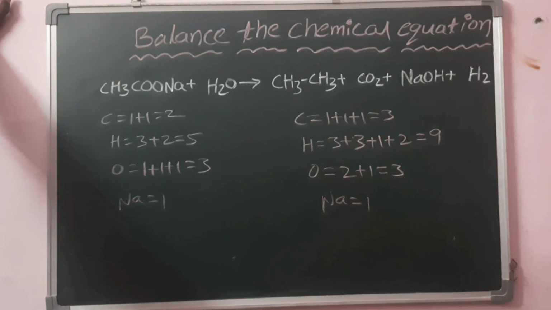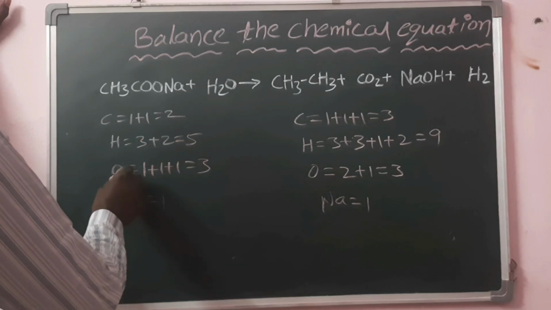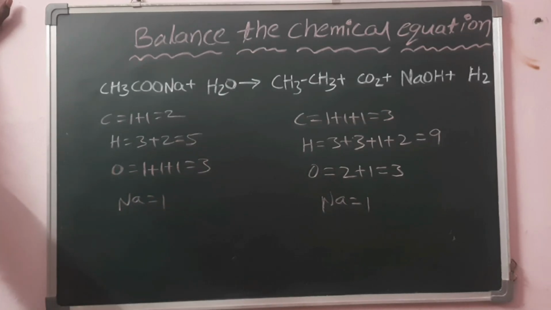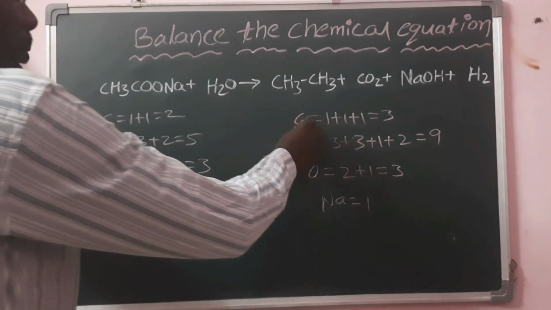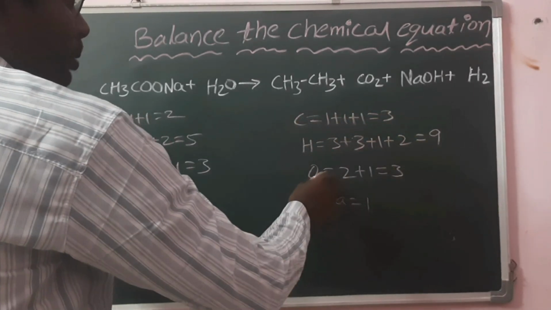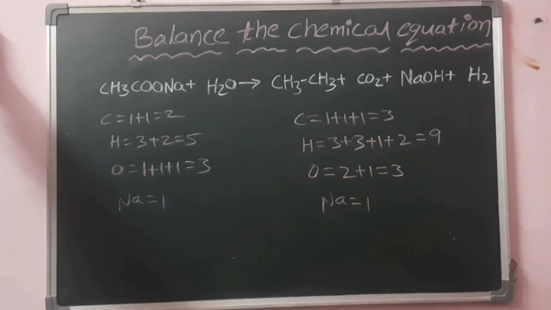So on the left hand side, the number of carbon atoms is 2, hydrogen atoms is 5, oxygen atoms is 3, and sodium atoms is 1. And on the right hand side, carbon atoms is 3, hydrogen atoms is 9, oxygen atoms is 3, and sodium atoms is 1. So the number of atoms are not balanced on both sides.